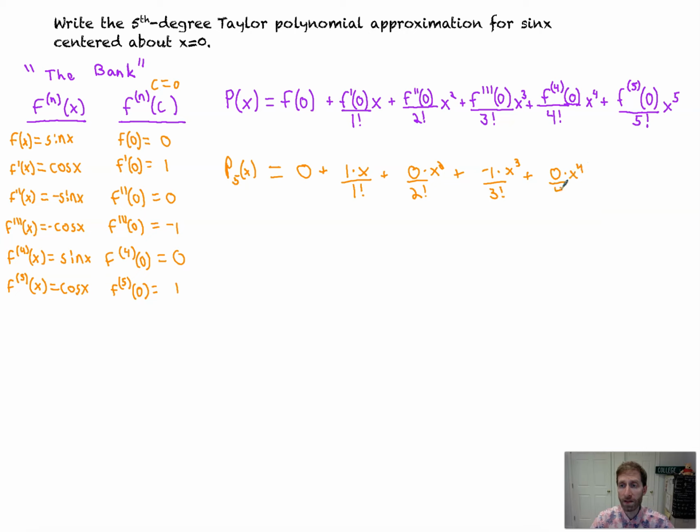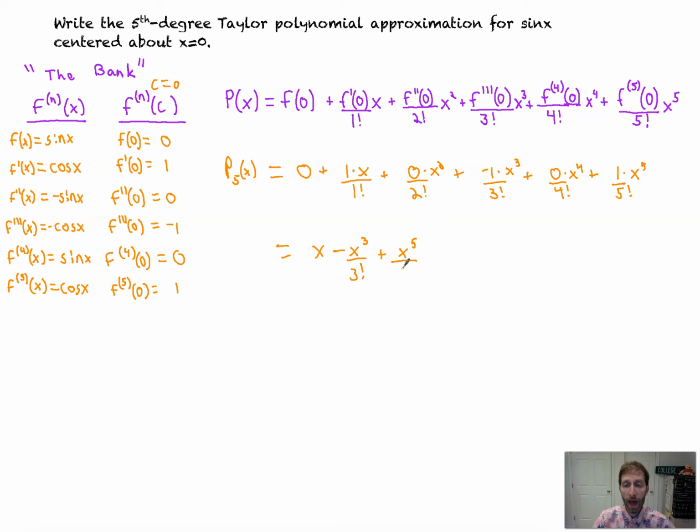Oh, nice. Plus the fifth derivative at 0 is 1 times x to the fifth over 5 factorial. And this simplifies down to, well, the 0 is gone. We'll get x over 1 factorial, which is just x. That goes to 0. That's plus a minus. So it's minus x cubed over 3 factorial plus 0, 0 times the number 0, plus x to the fifth over 5 factorial.